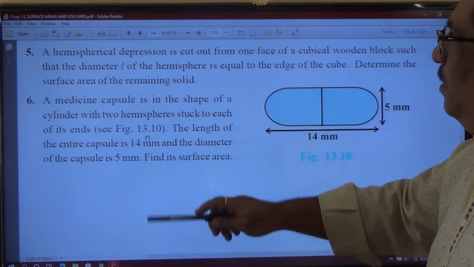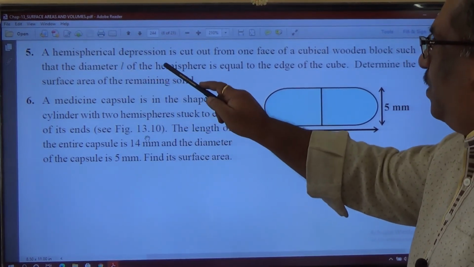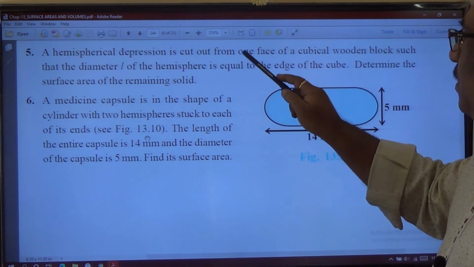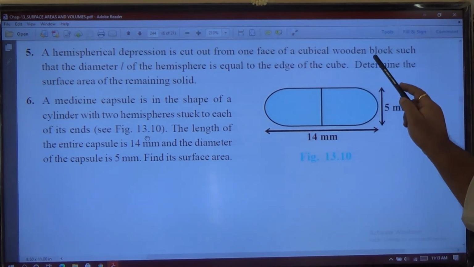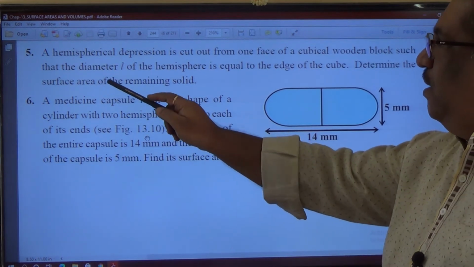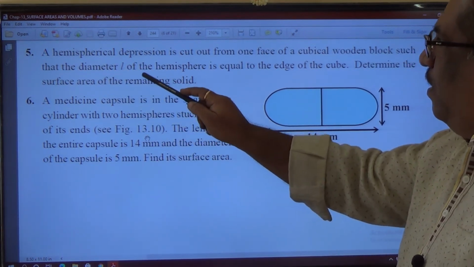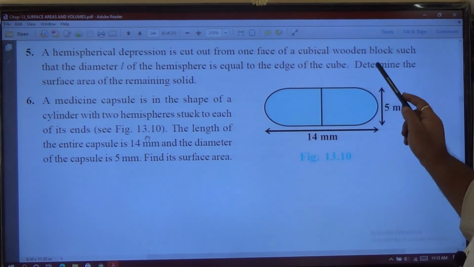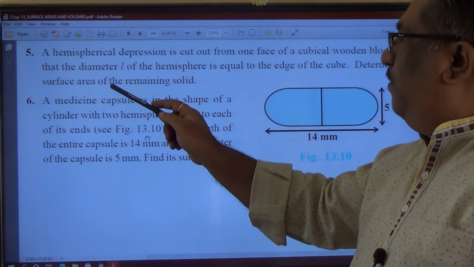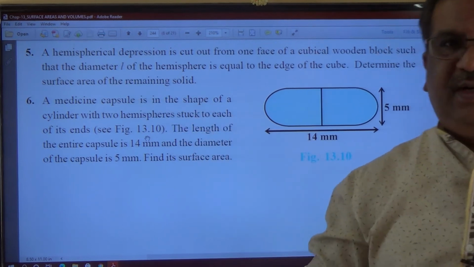Question number 5. A hemispherical depression is cut out from one face of a cubical wooden block such that the diameter L of the hemisphere is equal to the edge of the cube. Determine the surface area of the remaining solid. So let us see on the board.